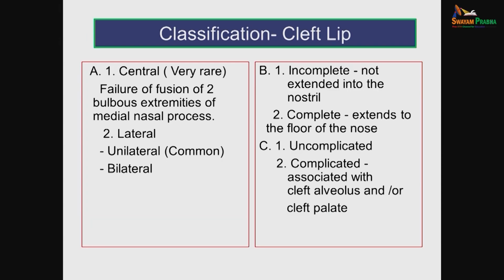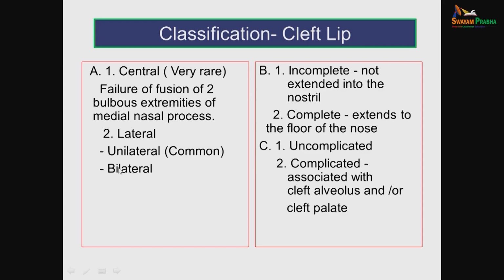So, we will have a classification for the cleft lip. First classification is central and lateral cleft lip. Central is very rare. It is because of failure of fusion of the two bulbous extremities of the medial nasal process. Lateral cleft lip can be unilateral, which is very common, or it can be bilateral on both sides.